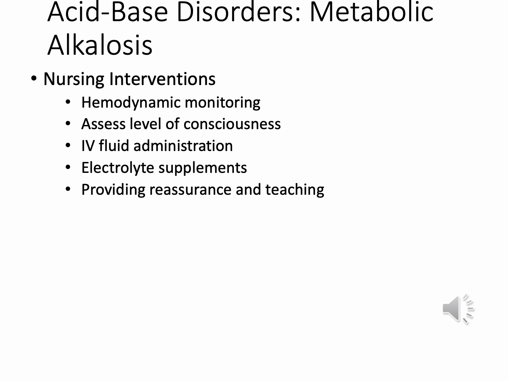Key nursing interventions for patients with metabolic alkalosis are specific to the underlying cause, but include monitoring hemodynamic status through respirations, pulse rate, and cardiac rhythm, and assessing the patient's level of consciousness. Additional interventions include administering IV fluid and electrolyte supplements as prescribed, and providing patient reassurance and teaching as needed.